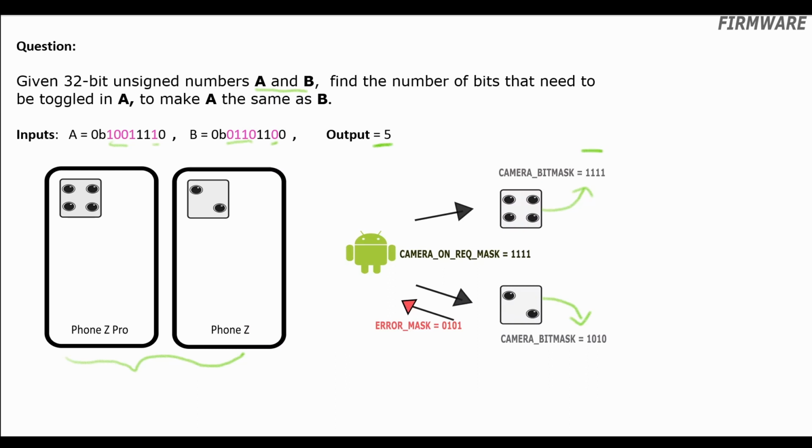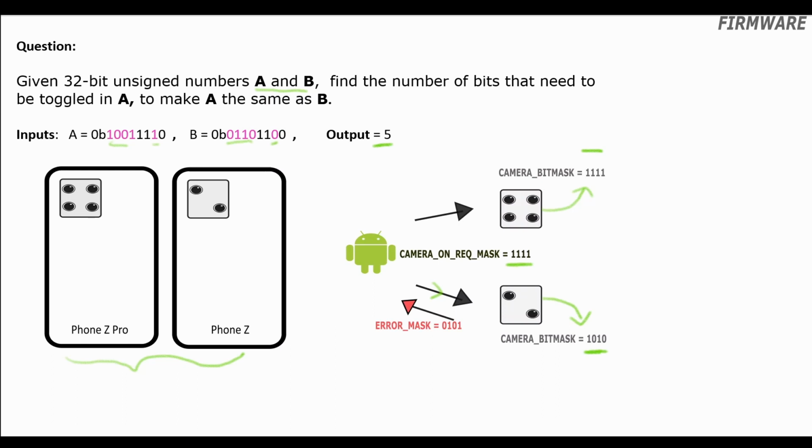In the non-Pro version, the camera module has the camera bit mask as 1010, which means this phone only has 2 cameras. Now, suppose in the non-Pro version, the Android application erroneously sends a request to the camera module to turn on 4 cameras, which is conveyed by a variable in the message request called camera on request mask. Of course, this would lead to an error in the camera module as the phone only has 2 cameras.